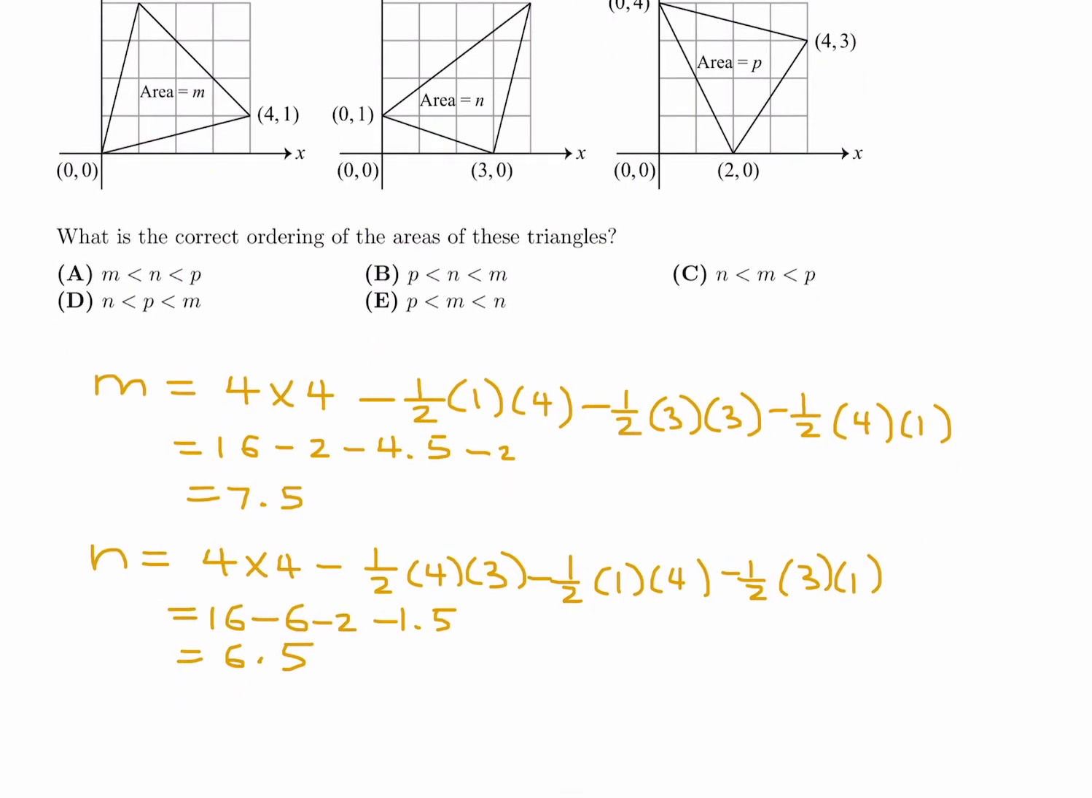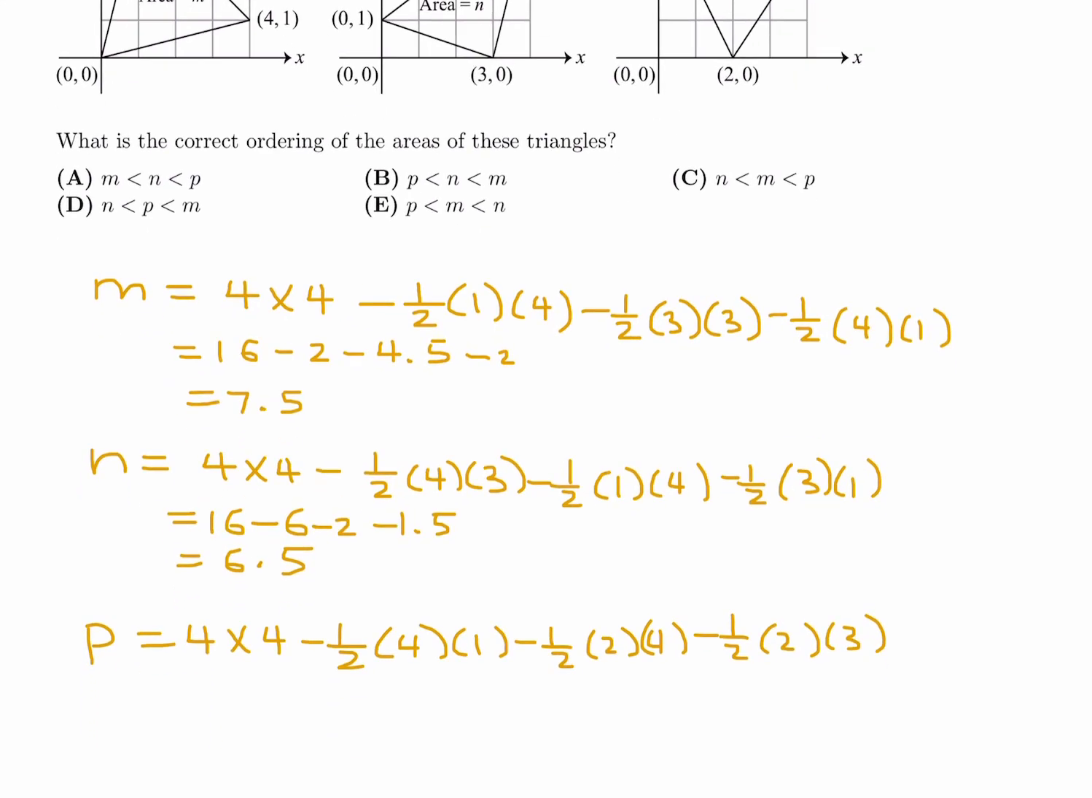And then now we have to do pretty much the exact same thing for P. And by now you get the hang of this. You're just subtracting 3 triangles. So it'll be 1/2 4 times 1 here, 1/2 2 times 4, and 1/2 2 times 3. And that is going to be 16 minus 2 minus 4 minus 3, and that is 7. So M is 7.5, N is 6.5, P is 7.